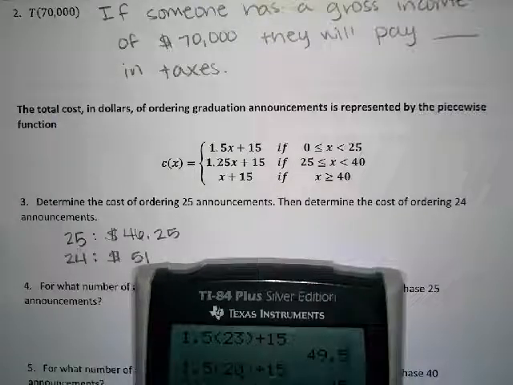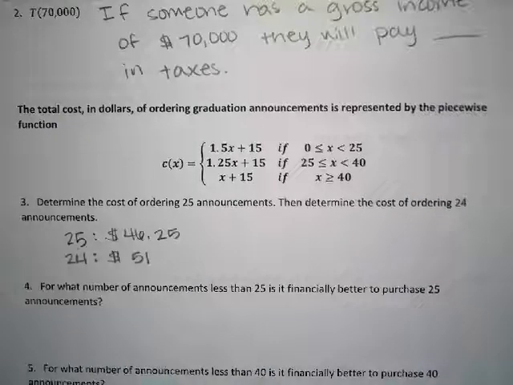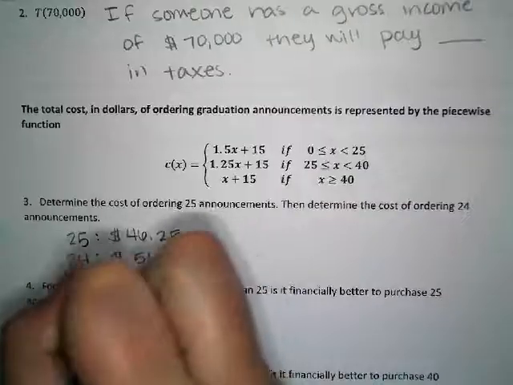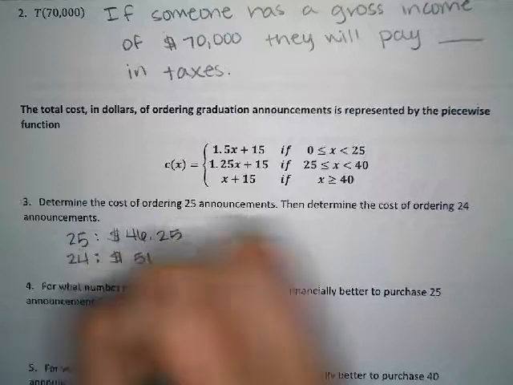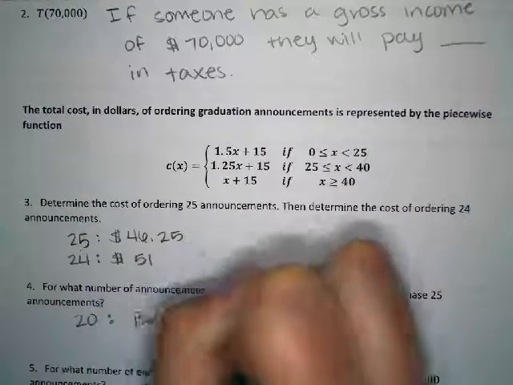Okay, so that made no sense when you said if you want to buy 20, buy 20. But if you want to buy 21, don't buy 21, buy 25. Okay, so we're going to say for 20, buy 20. So this is like a piecewise function. For 21, buy 25. It's cheaper.